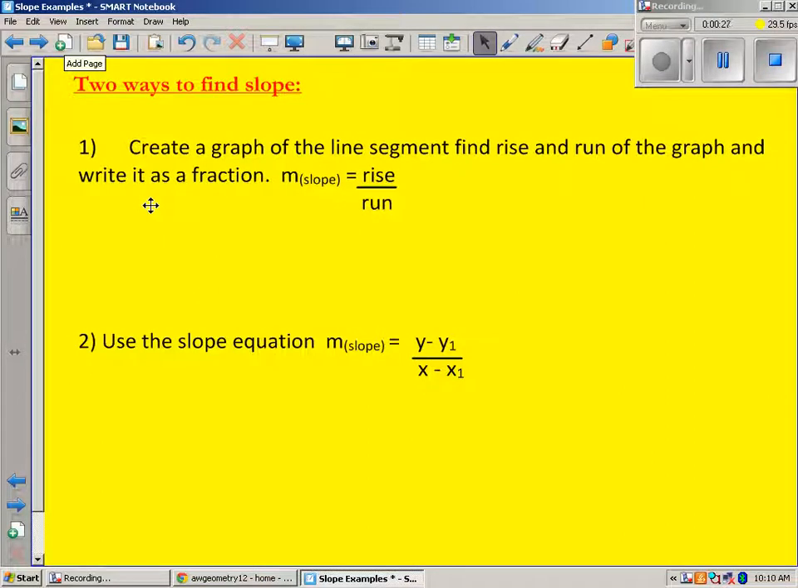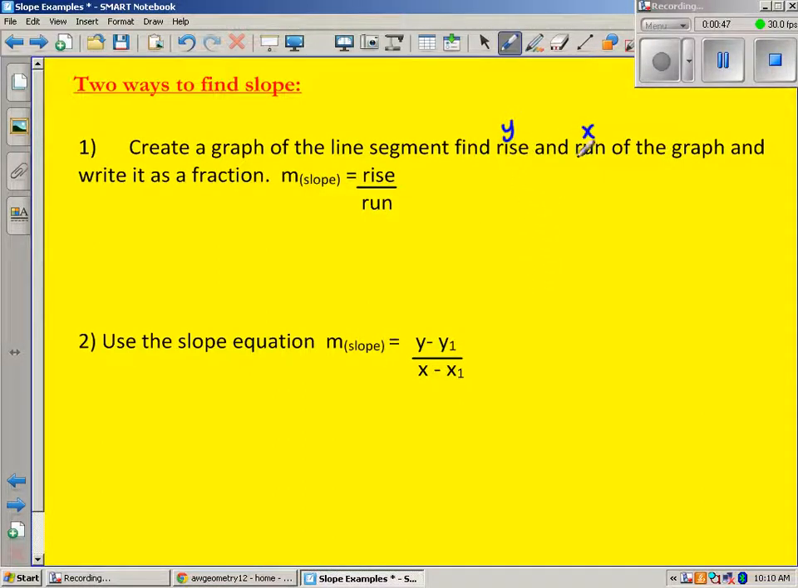So the two ways to find slope is to create a graph of the line segment and find the rise and the run of the graph and write it as a fraction. So slope is equal to rise over run. Now what I want to point out is the rise is the change in y values over the change in x values. And so that's what we're talking about, rise and run.